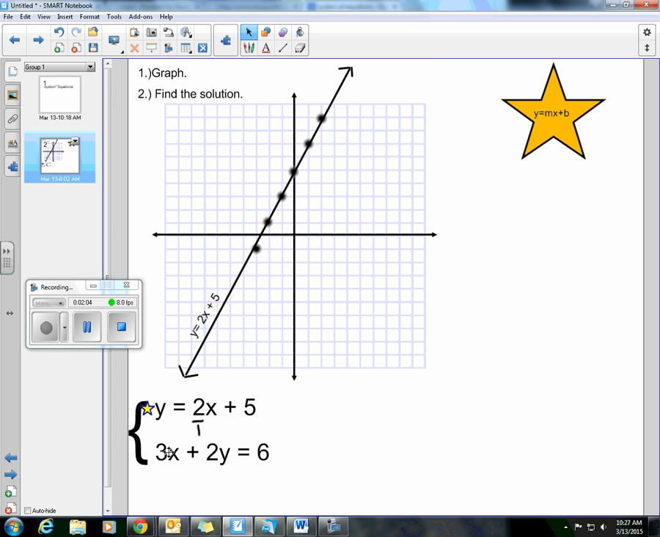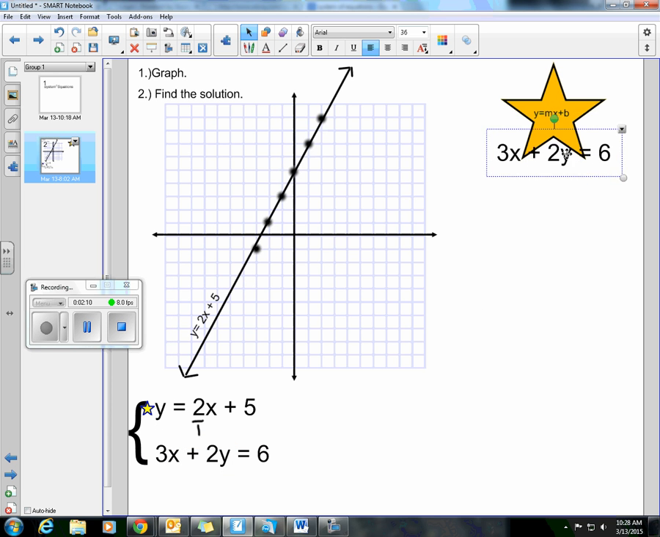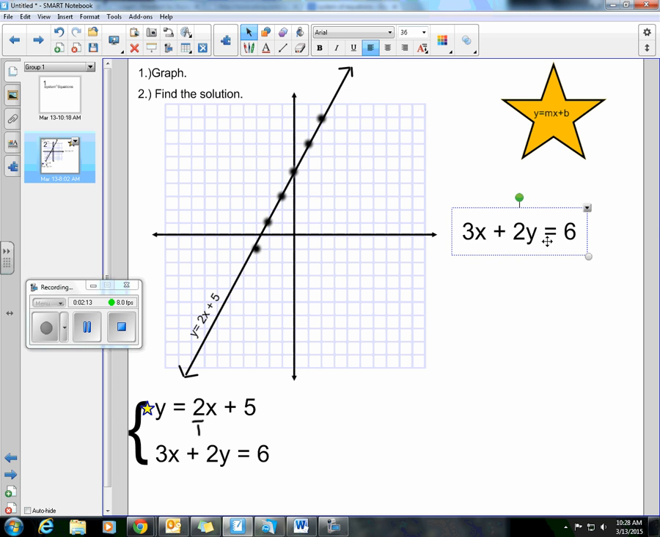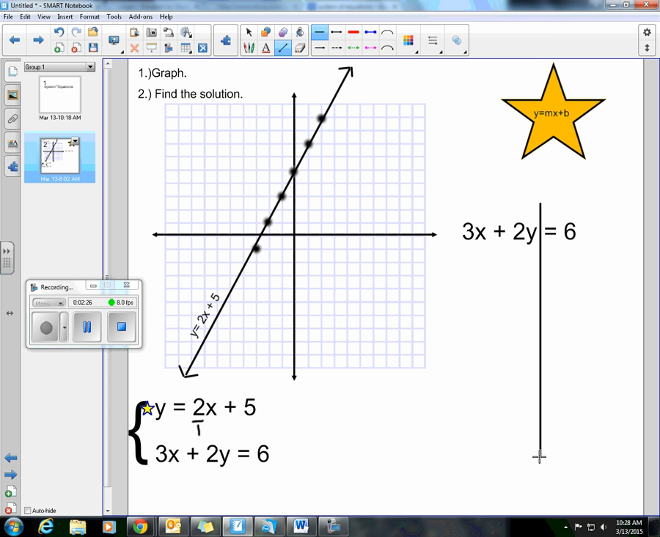Now I need to graph 3x plus 2y equals 6. Does that look like it's in slope-intercept form? No, so I'm going to do a little bit of work. You'll have to bear with me because I'm doing this on the computer instead of writing it on the smartboard. So the first thing that I'm going to do to both sides, well, I'll draw my train tracks to keep this nice and clean and organized.